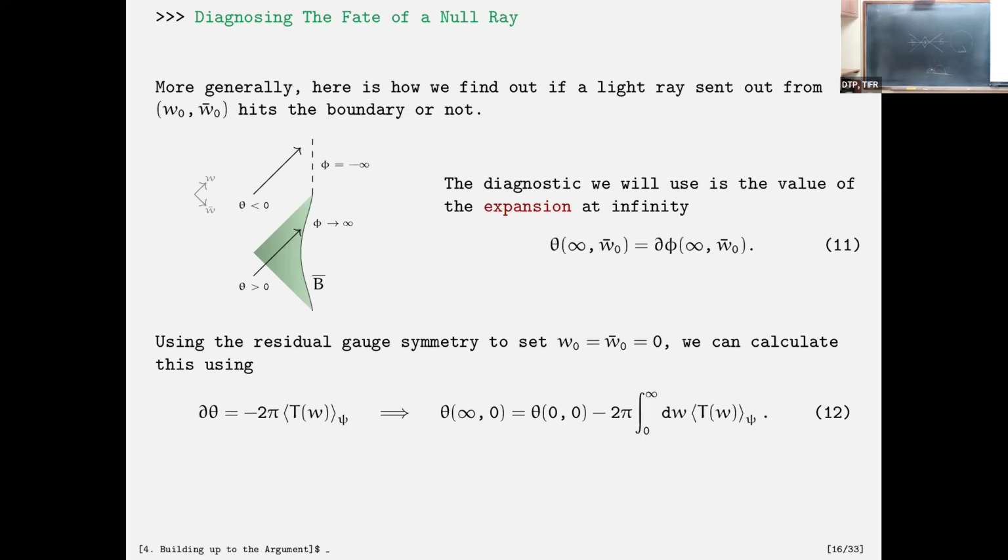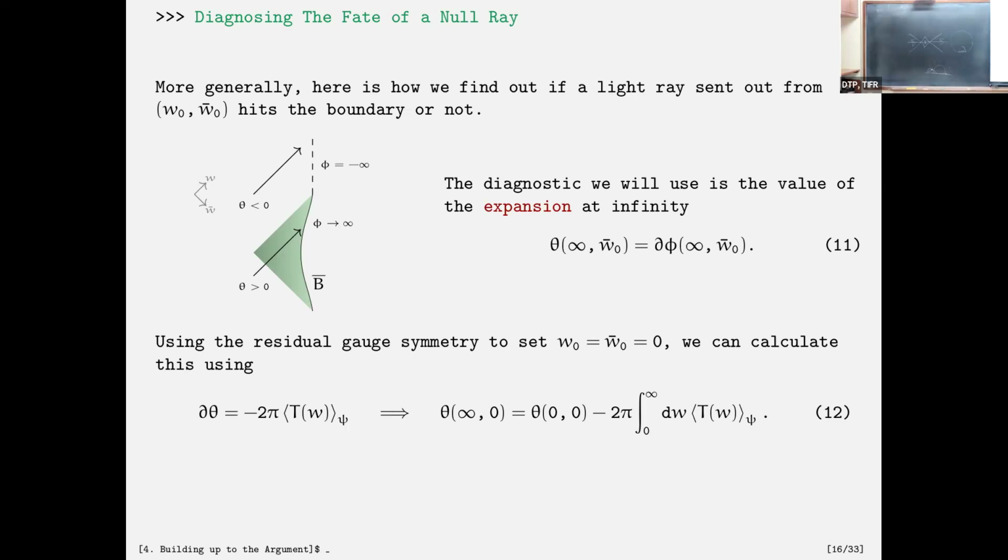So this is what this slide says. Given two null rays, theta is called the expansion, which is the null derivative of the dilaton. I will use theta at a given null ray at w bar equal to w naught bar, which means it's right moving. Theta at infinity comma w naught bar will be my diagnostic of whether I'm hitting the boundary. So if I hit the boundary, theta is greater than 0. If I hit the singularity, it's less than 0. And in particular, I set the original point to 0, 0.